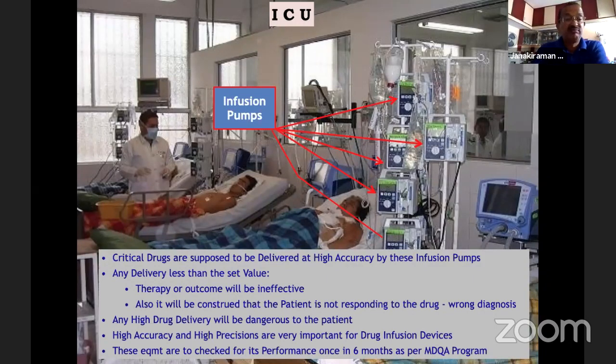These equipments have to be checked for their performance at least once in 6 months as per the MDQA program. MDQA, as I told you, is a medical device quality management program.